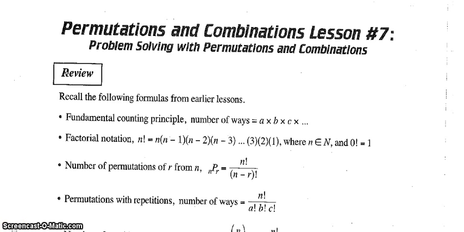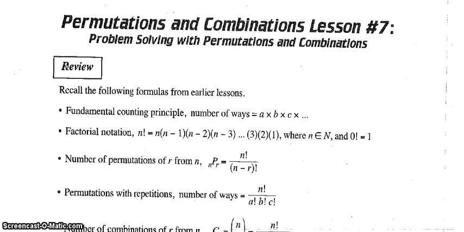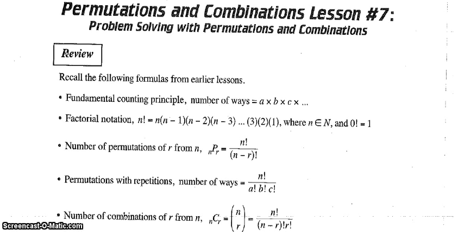Hi class, this is the last lesson for permutations and combinations. It's called problem solving, so they give you a problem and you solve it. Let's start with some review. All right, so we're finally finishing this unit.